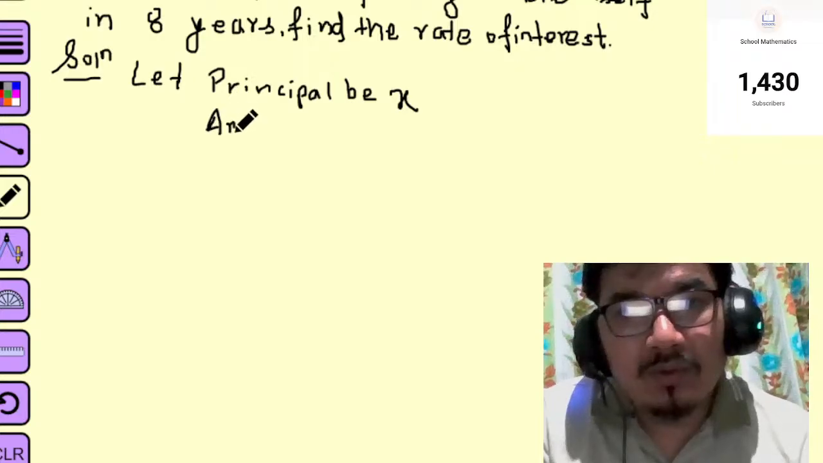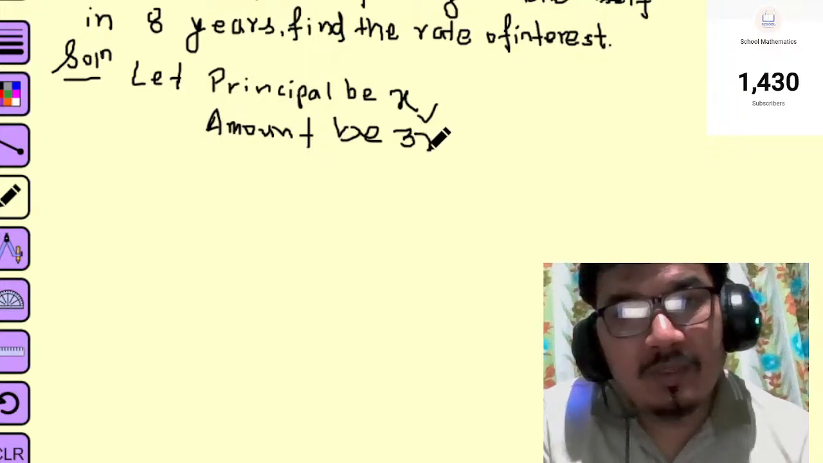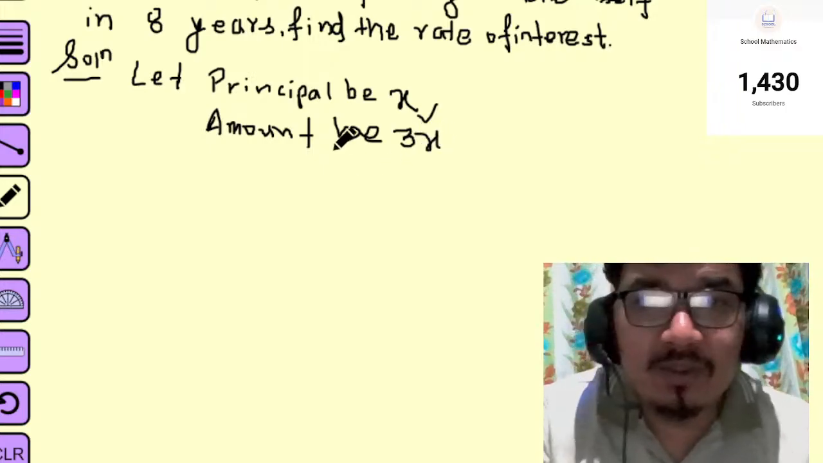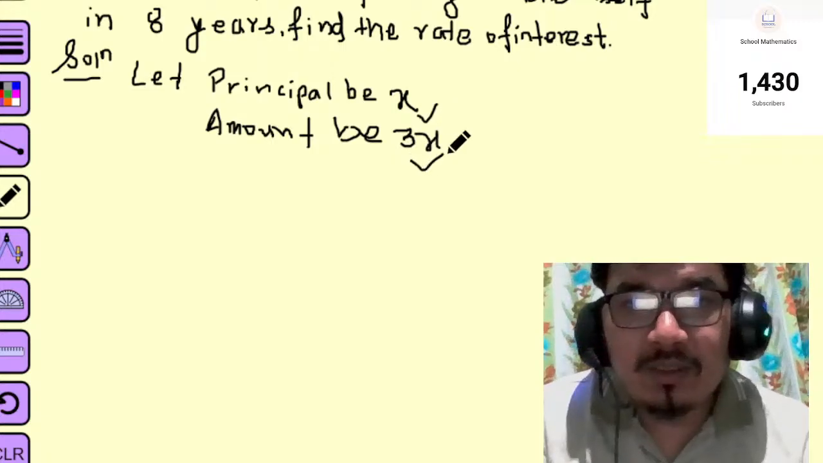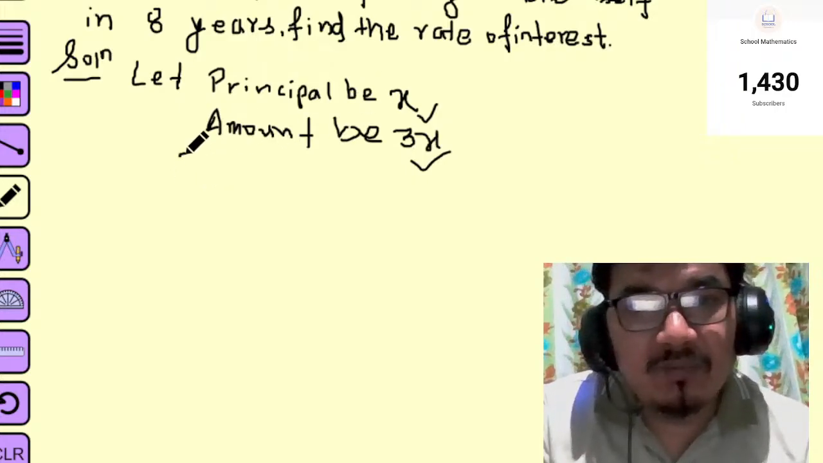Then it will be 3 times, that means the amount. If the sum is x, then the amount will be 3x. Table means 3 times, no? Principal is x, then amount is 3x. As I told you, based on the formula, when amount and principal are given, first we will find out the interest. It is not asked, but you have to find it out.